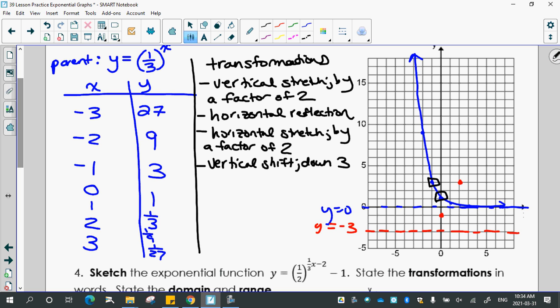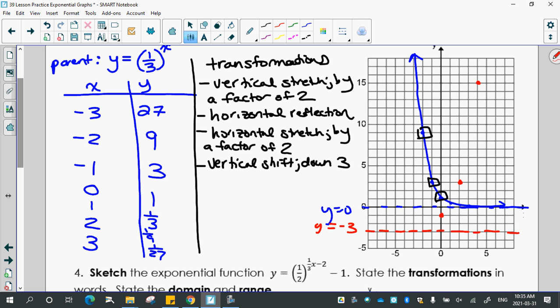Okay. Right, so this is the next one I'm going to do. So I'm at 9. If I double it, I'm up at 18. Okay? Which I do have up here. So I'm doubling it. So I'm up here at, in red, up here at 18. And then horizontal reflection. So instead of being 2 to the left, I'm 2 to the right. Then I'm doubling that distance to 4 away from the y-axis. That's my horizontal stretch. And then a vertical shift down, 1, 2, 3. So there's my first 3 points moved.